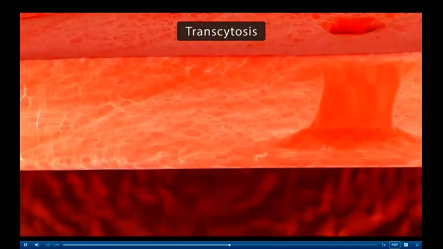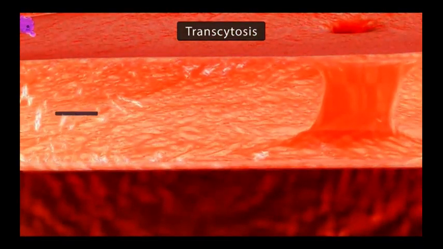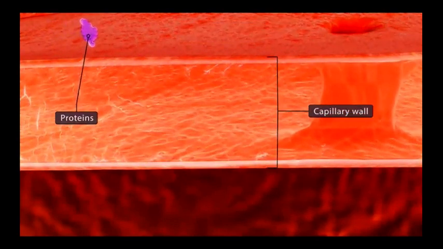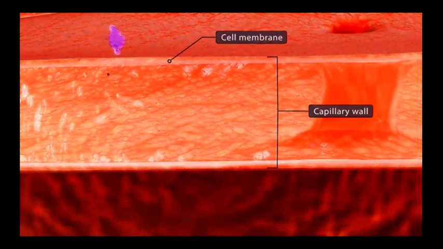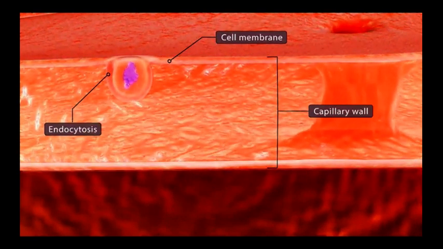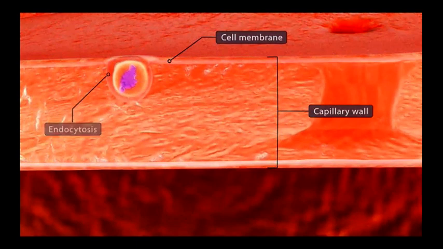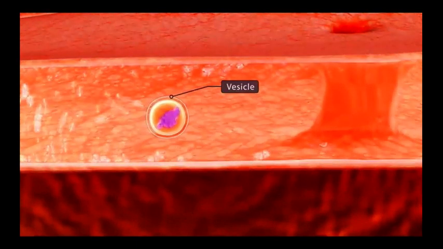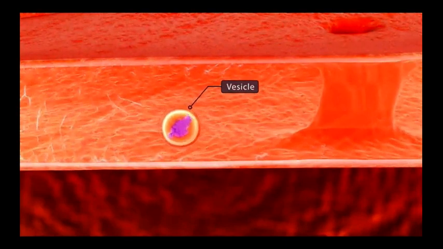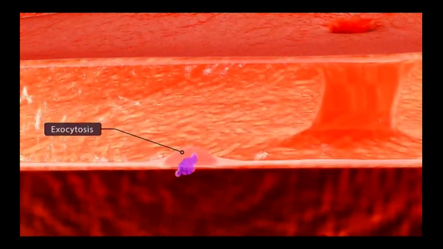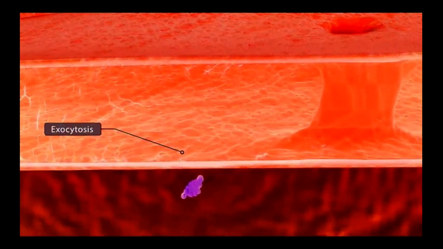Transcytosis provides a method to move larger molecules, such as proteins or antibodies, through the capillary wall. During this process, the capillary cell membrane uses endocytosis to form a vesicle containing the needed protein or antibody. Endocytosis. The vesicle seals to enclose the proteins in a double phospholipid membrane, which passes unaltered through the cell, then passes out of the opposite side by exocytosis. Exocytosis.